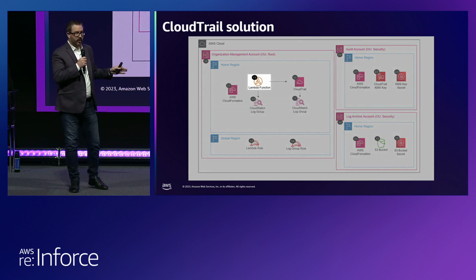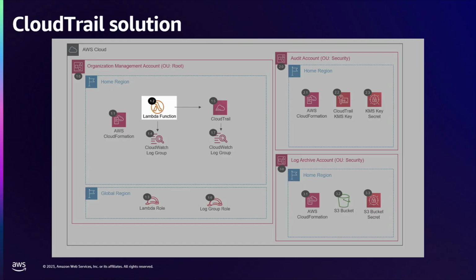It starts with a Lambda function that gets invoked. It does the configuration for an organization CloudTrail. It also has a customer managed KMS key for the organization's CloudTrail logs and S3 server-side encryption. We have an S3 bucket where the CloudTrail logs get stored in the log archive account. And we have a couple of secrets, one that stores the KMS key ARN, and another secret that is storing the S3 bucket name.